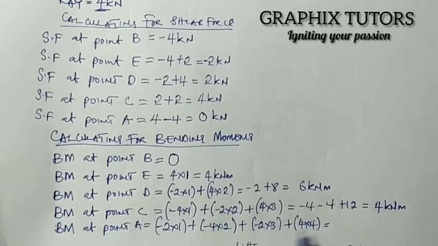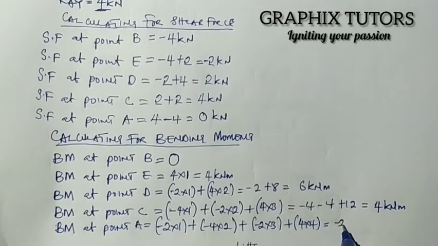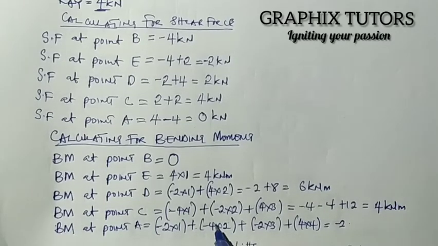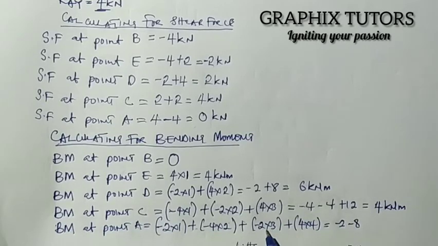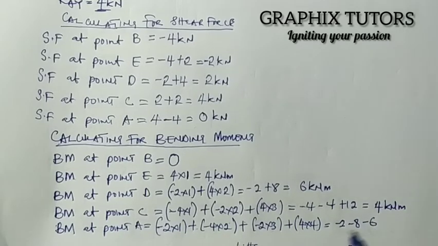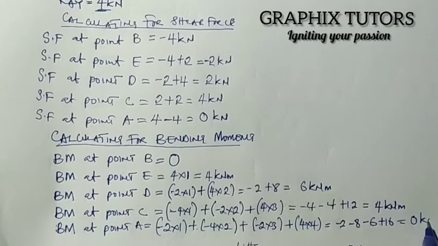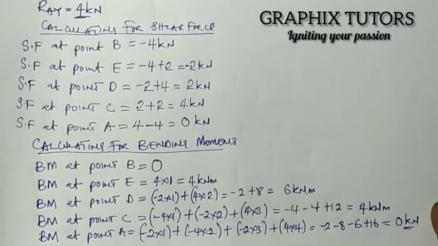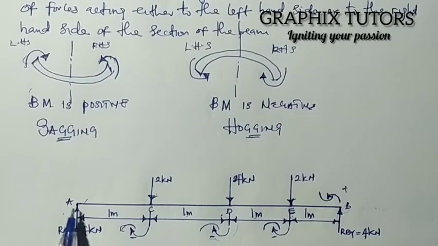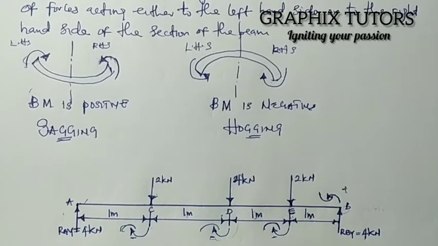So this will now give me minus 2, plus 2 times minus 4 is minus 8, 2 times 3 times minus 2 gives you minus 6, 4 times 4 will give you 16. Minus 2 minus 8 is minus 10, minus 10 minus 6 is minus 16, minus 16 plus 16 will give you what? 0 kilonewton. So the moment at point A is 0. It's easier if I look at the left of A also, it is 0. So we have successfully calculated our bending moments.